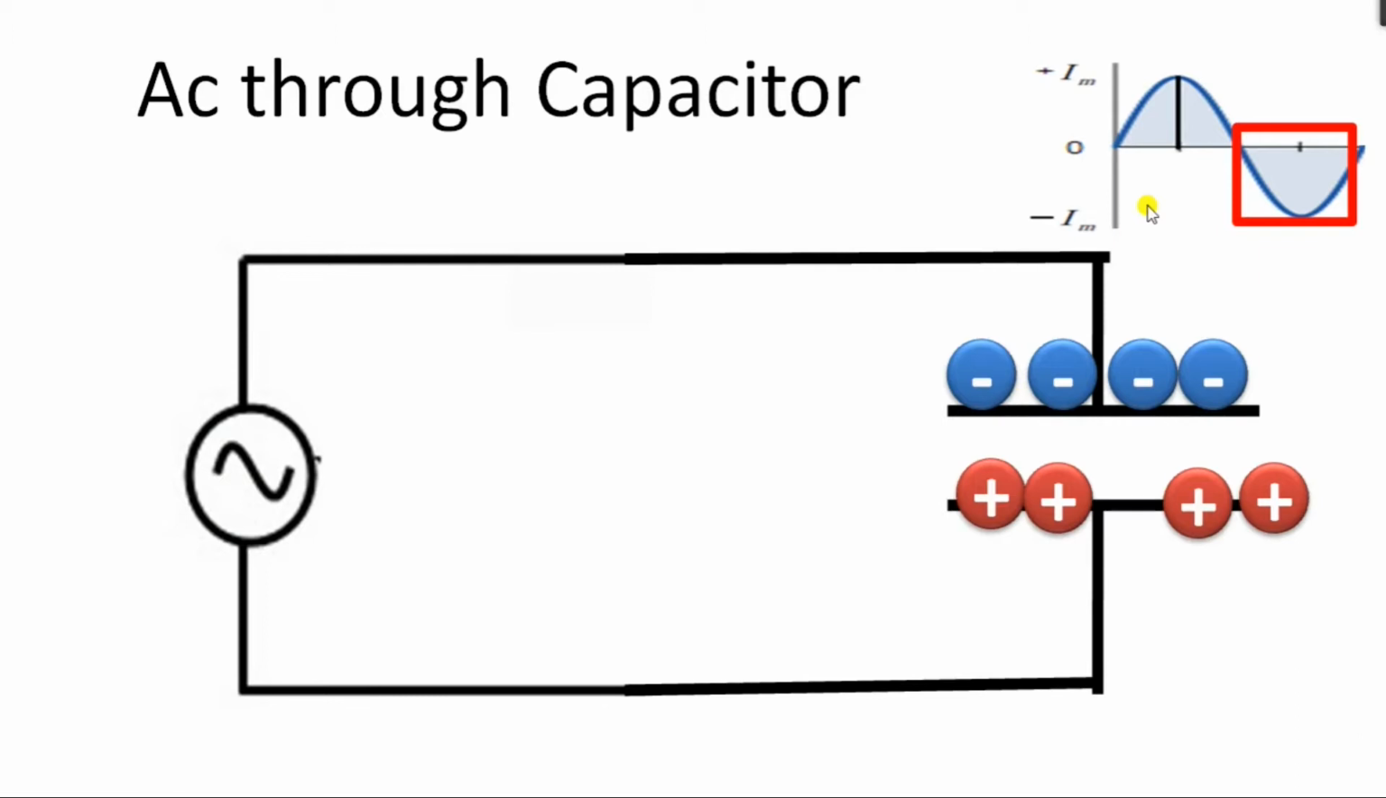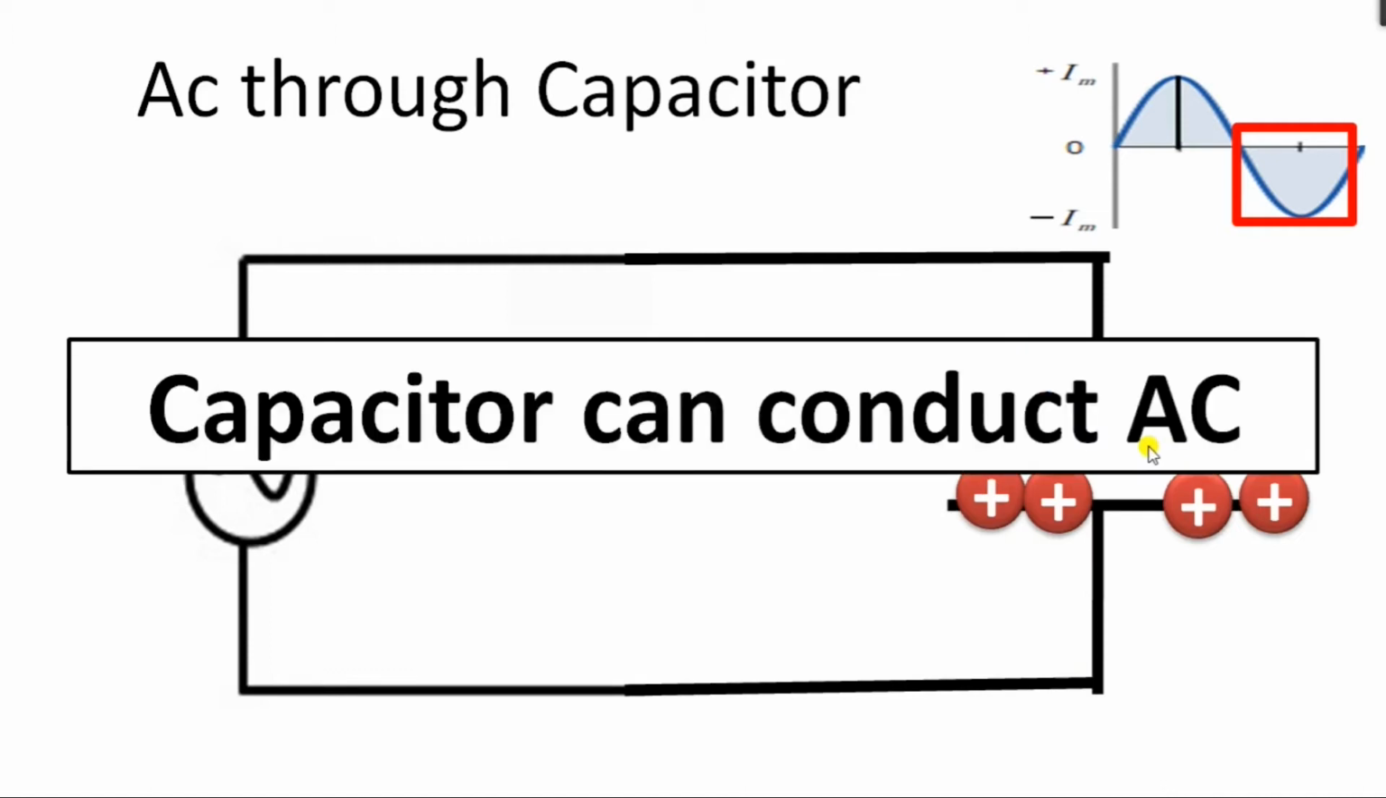So in both cycles the current flows through the circuit. The charges do not get blocked because they do not move all the way through the circuit, they just keep on vibrating from their mean position. So there is no blockage for AC to flow through the capacitor. So a capacitor can conduct AC but it blocks DC.